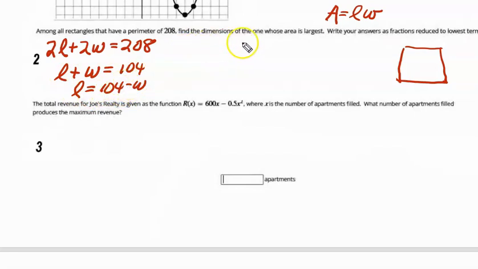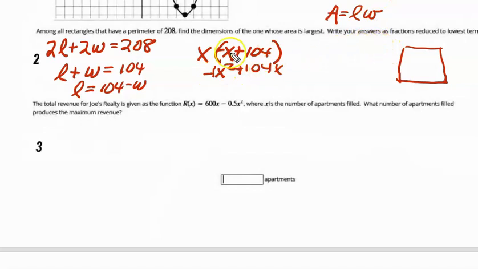And this then would become, when we put it in the area formula, x times (104 minus x), because we want to put this in standard form. We could put the minus x over there if we wanted. This would then become negative x squared plus 104x. Our a term is negative 1. Our b term is 104.